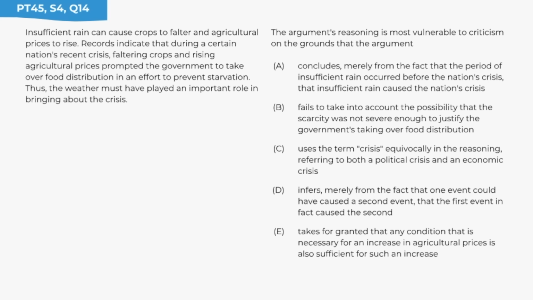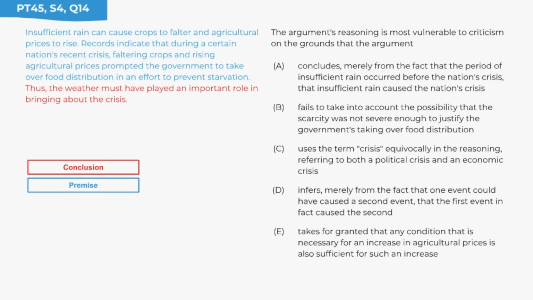Great. Welcome back. So first things first, we find the conclusion. And in this case, the conclusion is the last sentence. Thus, the weather must have played an important role in bringing about the crisis. Okay, so what's the evidence for that? Well, it tells us that insufficient rain can cause crops to falter and agricultural prices to rise. And records indicate that during a certain nation's crisis, faltering crops and rising agricultural prices prompted the government to take over food distribution in an effort to prevent starvation.